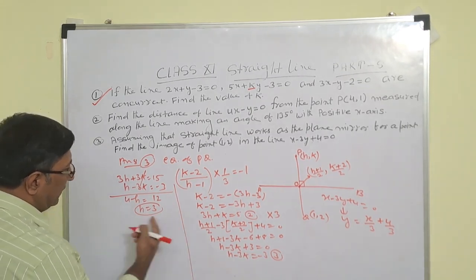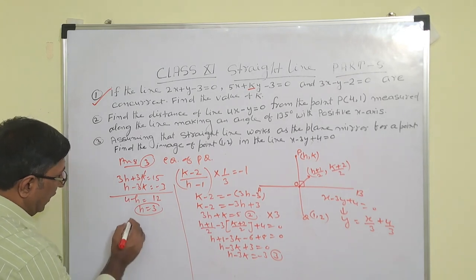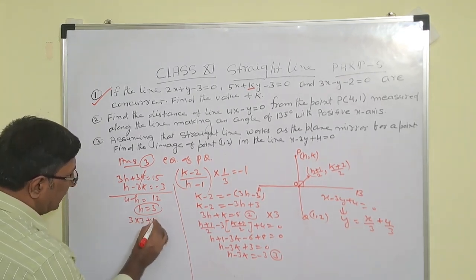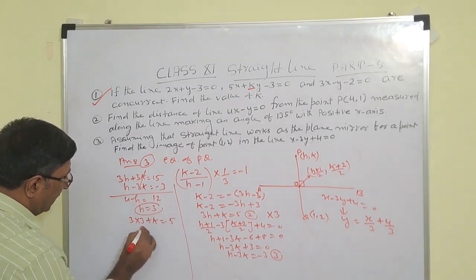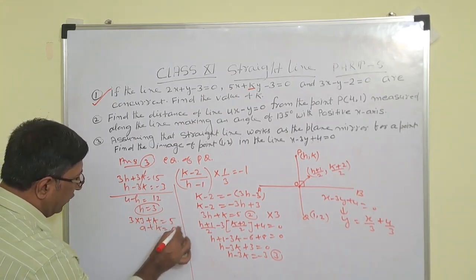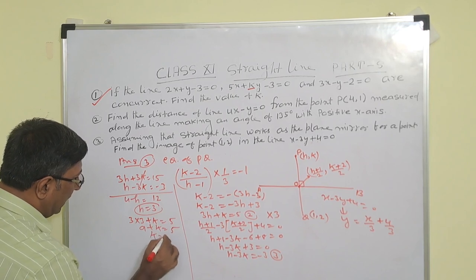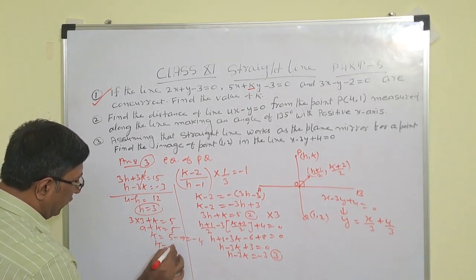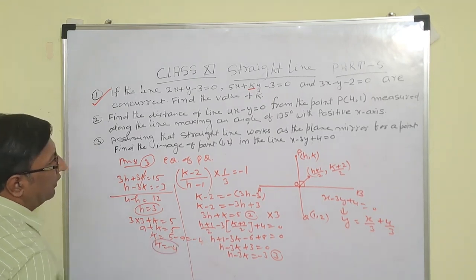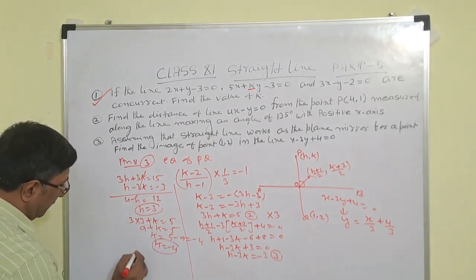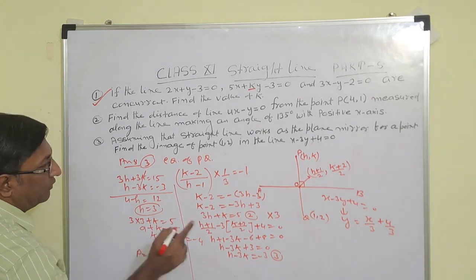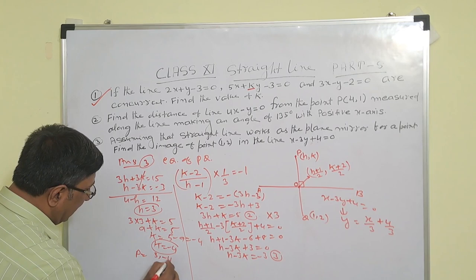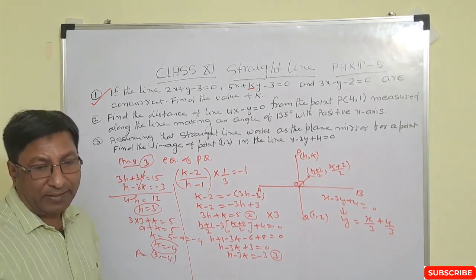So when we put this value of h in equation number 2, we get 3 into 3 plus k equal to 5. So this is 9 plus k equal to 5. So k equal to what? 5 minus 9, that is minus 4. So k equal to minus 4. So our answer is what? P is the image of the point Q, that is h, k. So our correct answer is 3, minus 4.